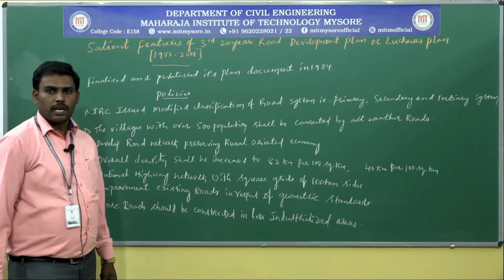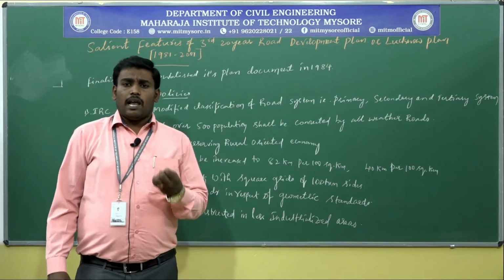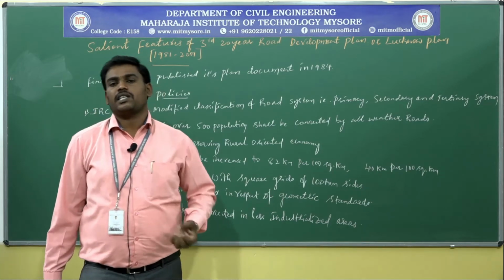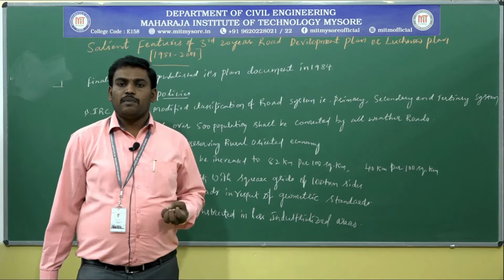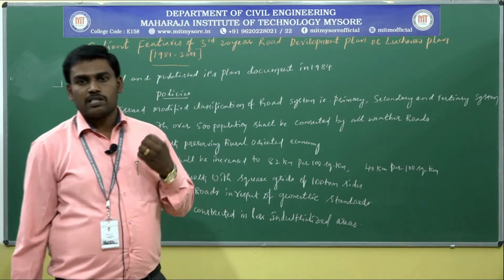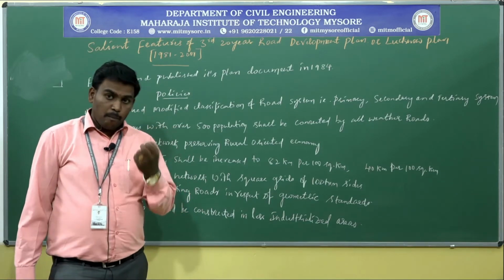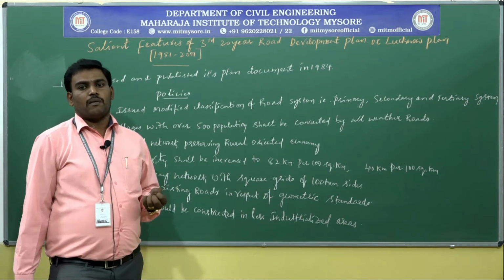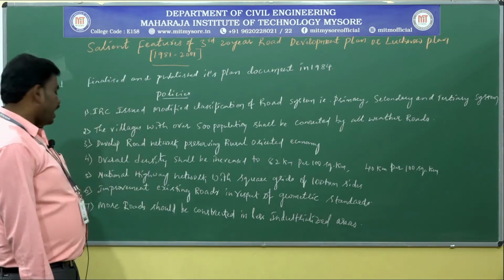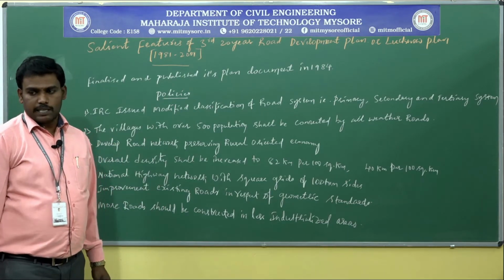Is it clear? The next one: along the major traffic routes, expressways should be constructed for the speedy movement of traffic. The expressways should be constructed along all the major traffic routes to provide speedy movement of vehicles. That is policy number 8. Is it clear?